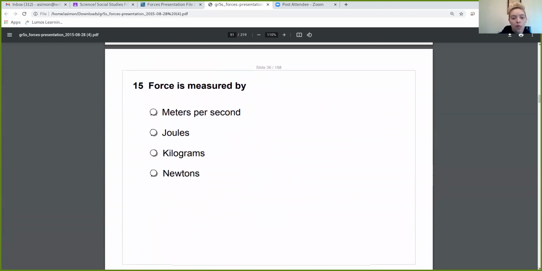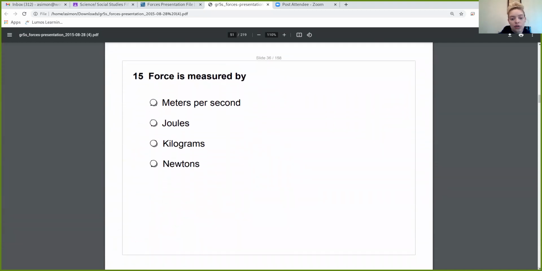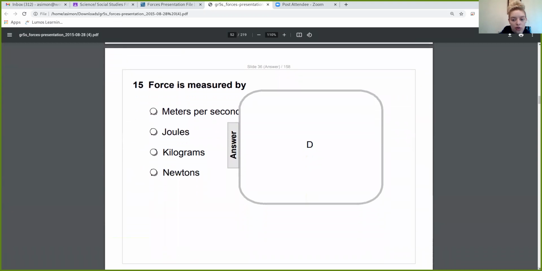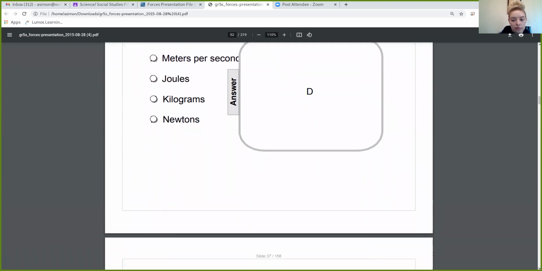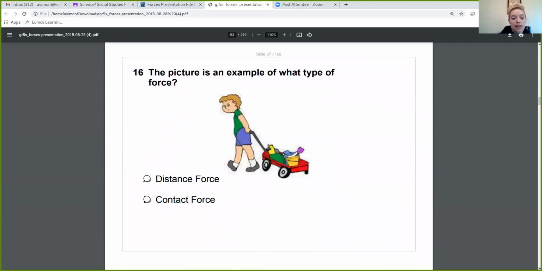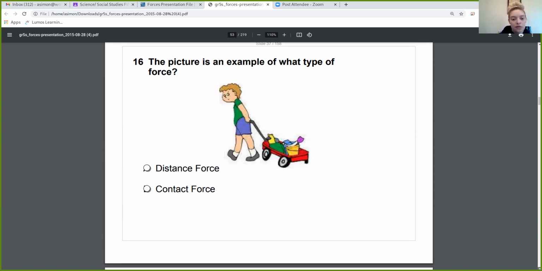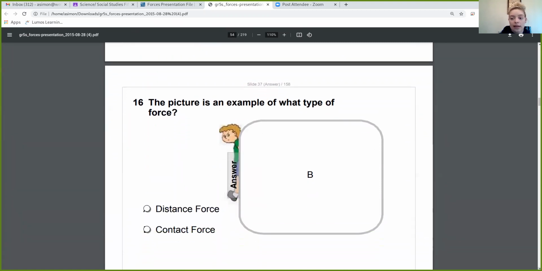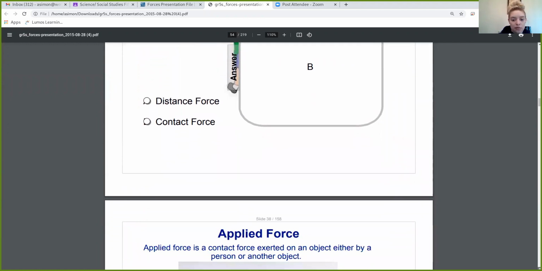Force is measured by what? Meters per second, joules, kilograms, or newtons. You said newtons. We just learned that, you are correct. The picture is an example of what type of force. Is it going to be a distance force or a contact force? If you said contact force, you are correct. In the picture, you should see that he is pulling the wagon. He is coming in contact with a wagon and pulling it, so that's going to be a contact force.